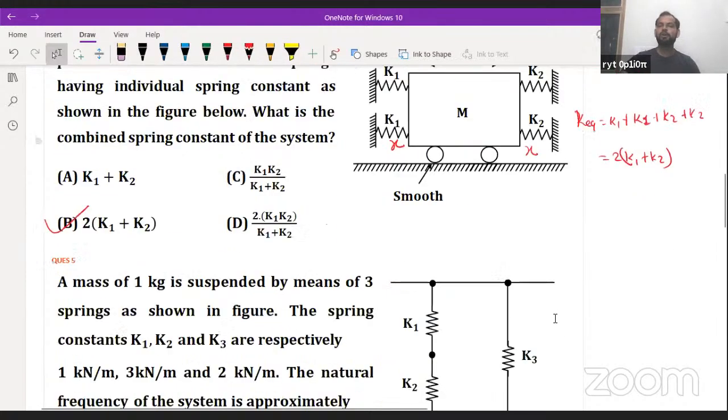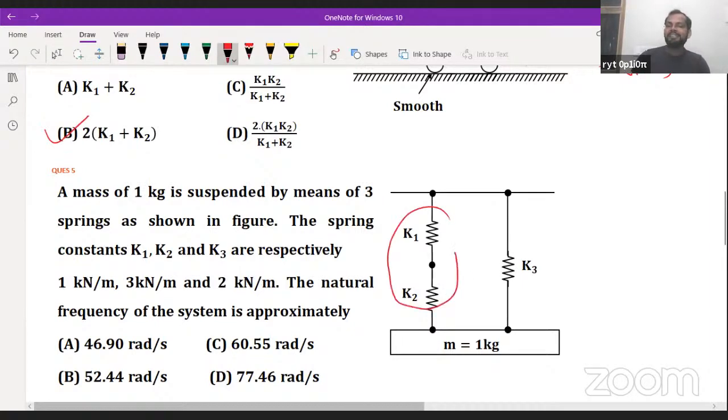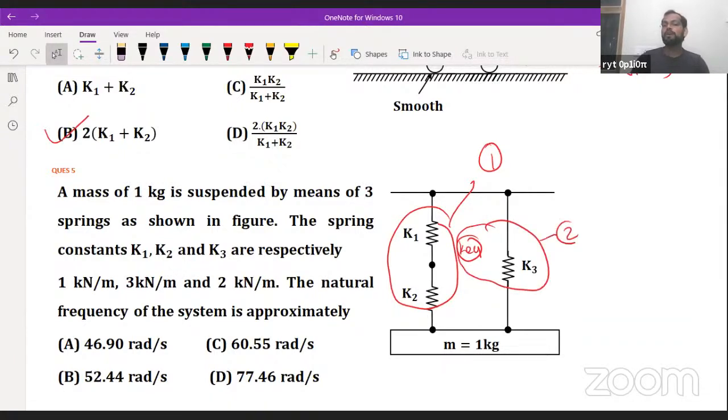Fine. Now, this question is for you as homework. Please tell me in the comment box. K1 and K2 are arranged; I am considering this as 1, and after solving this we will get K equivalent, and K equivalent and K2 I am considering as 2. Tell me, 1 is in what order and 2 is in what order. What is the order of 2 and what is the order of 1? If you are able to tell this, then you will get the answer.